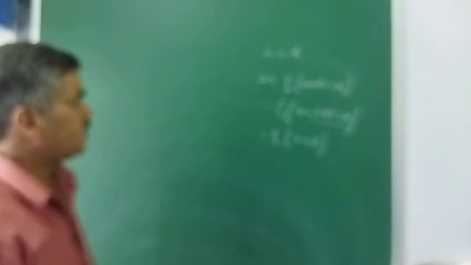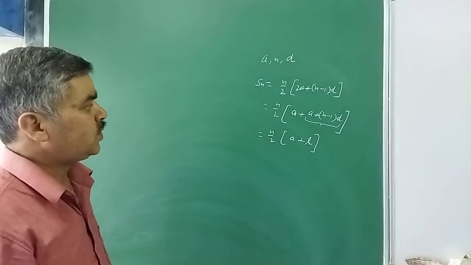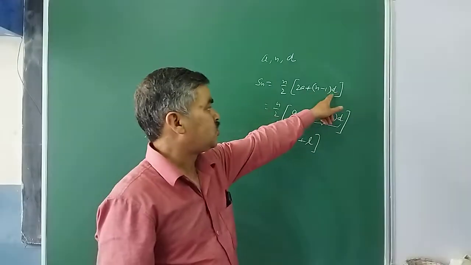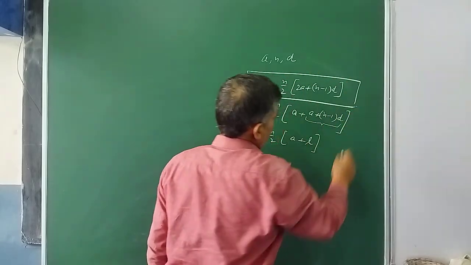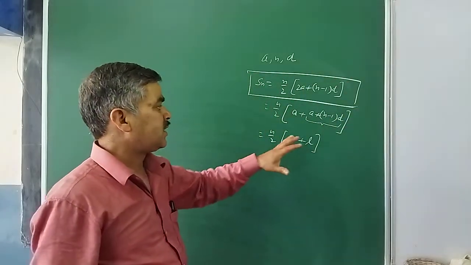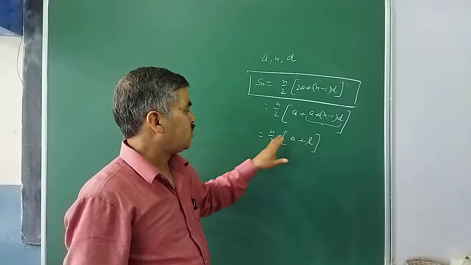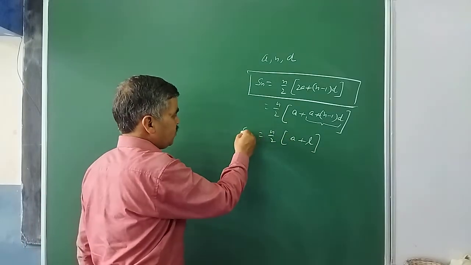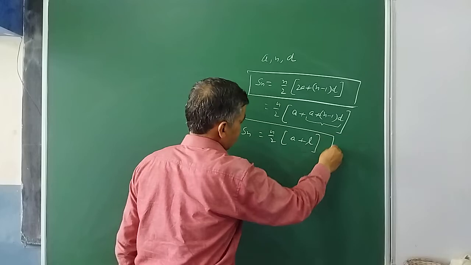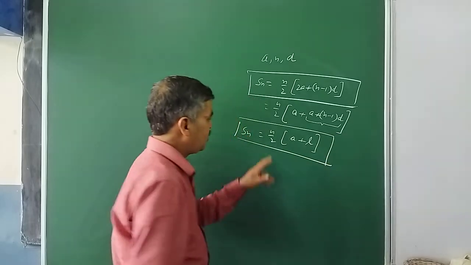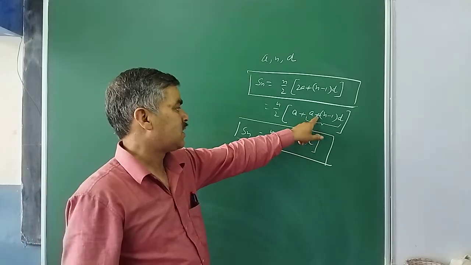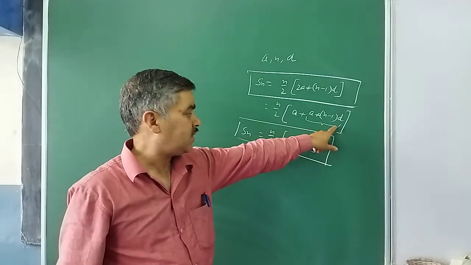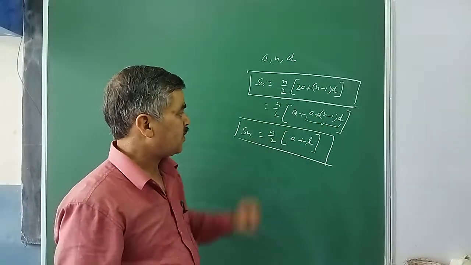So Sn is equal to n by 2 into 2a plus n minus 1 into d. Usually we are using this. But when the last term is directly given to you, you can use this Sn in this format also. That is Sn is equal to n by 2 into a plus l, where l is the last term, that is a plus n minus 1 into d. So please keep a watch upon that.